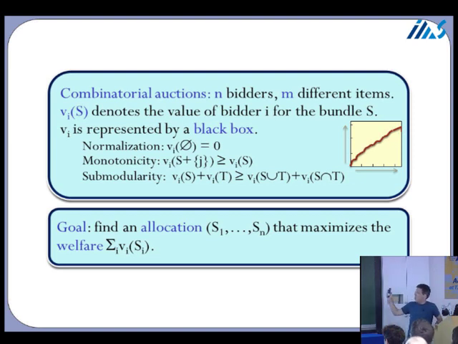Our goal in this talk is going to be to find an allocation of the items, S_1 to S_n, that maximizes the welfare, which is simply the sum of the values of the bidders. You said you won't use submodularity? You mean the theorem doesn't need submodularity? The specific parts of the proof that I'm going to show you do not use it. The full proof in the paper, of course, uses submodularity. All right. So we want to maximize the welfare, the sum of the values of the bidders. Okay. So this is the setting.